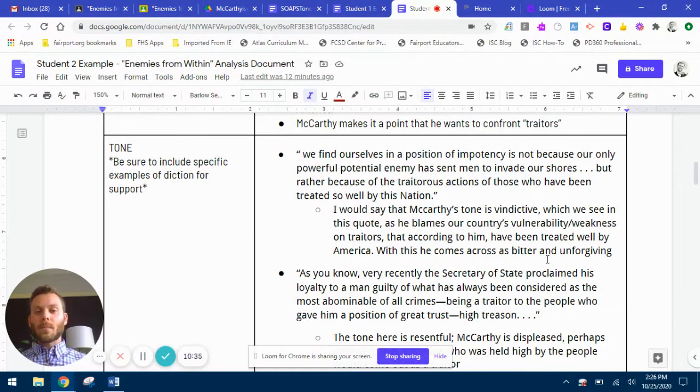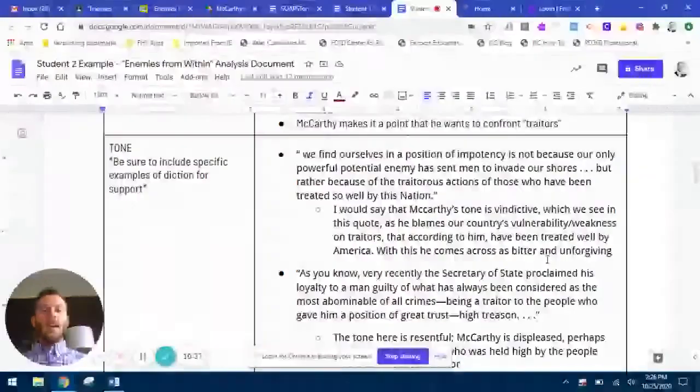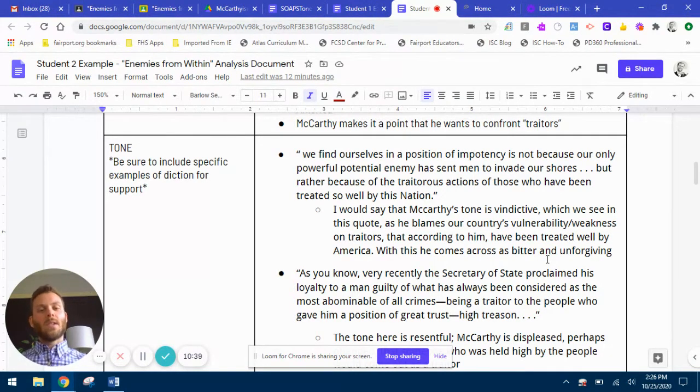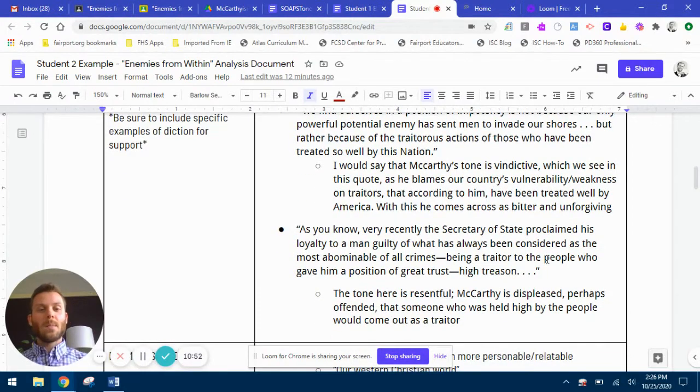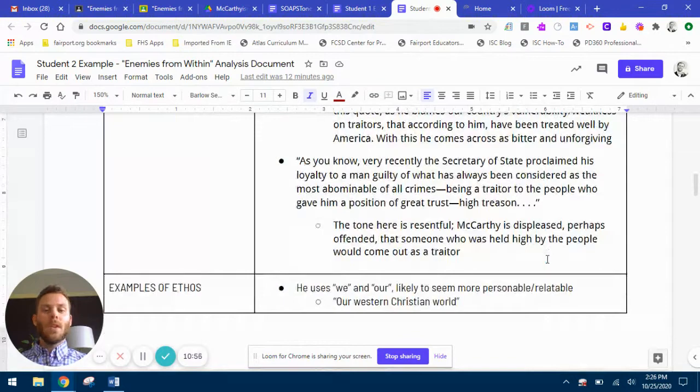So for tone, she gives this quote, and then I like how she uses an adjective to describe the tone: vindictive. And she says, which we see in this quote as he blames our country's vulnerability and weakness on traitors that, according to him, have been treated well by America. And she also says that he comes across as bitter and unforgiving. She does the same thing with another quote.